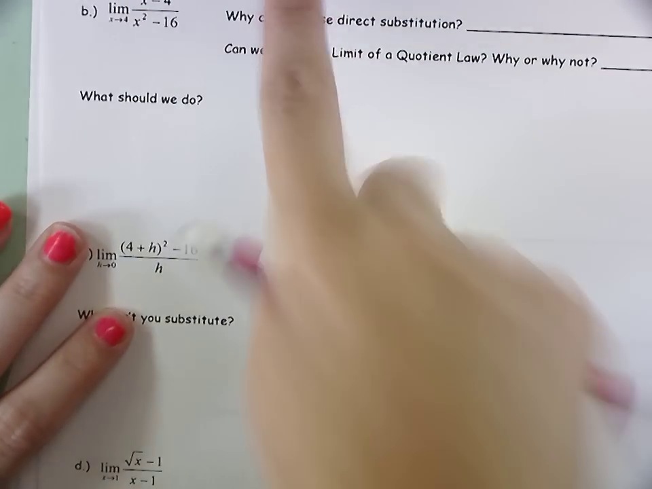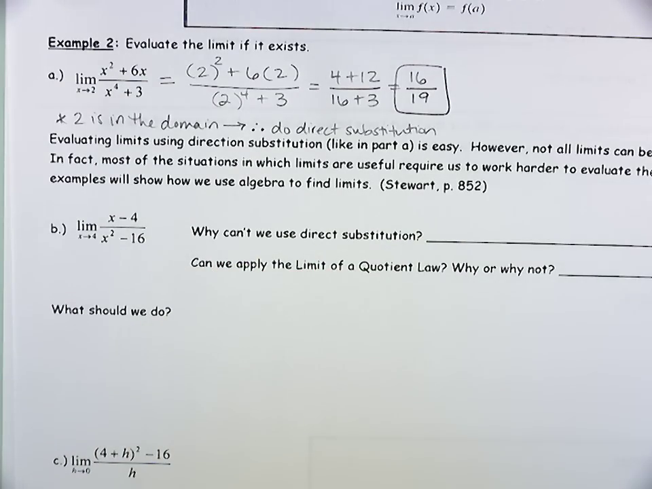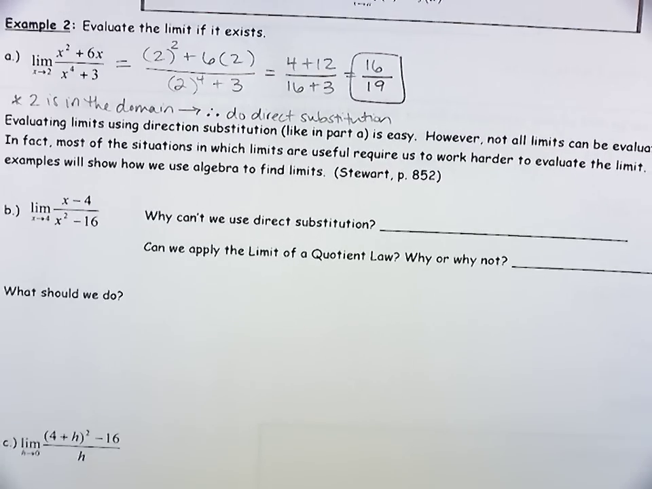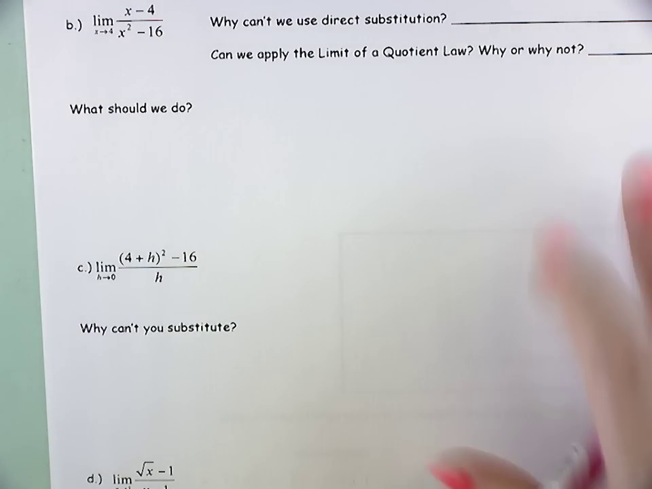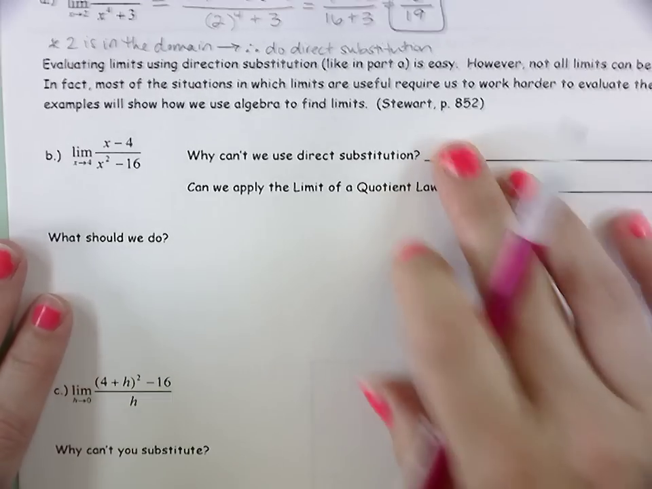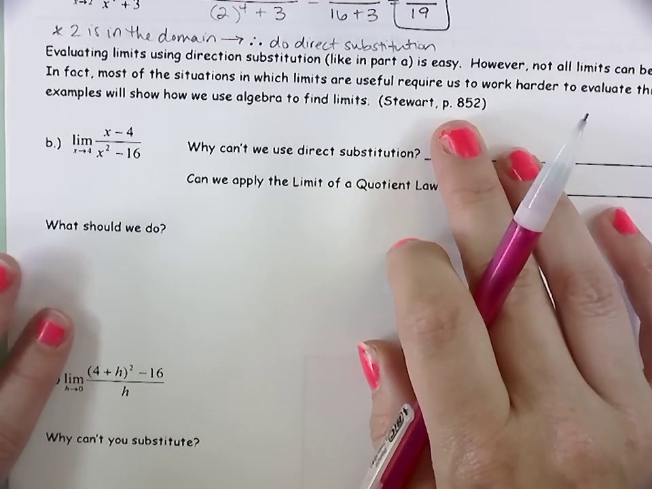If you can use direct substitution, that's pretty simple, but not all limits are going to be able to be evaluated in that method. So in most situations where limits are useful, we're going to have to work a little bit harder. So the next few examples are going to show how we use algebra to find limits. And that was taken exactly from your book. So notice my proper citation.